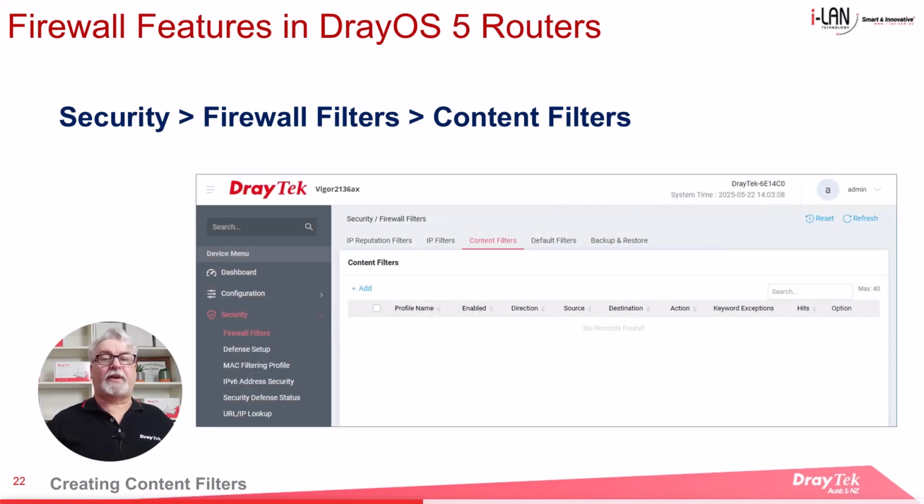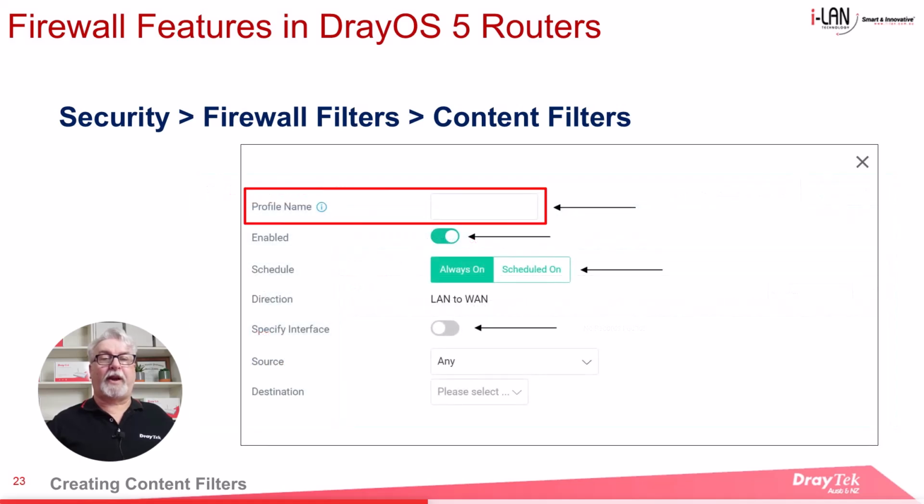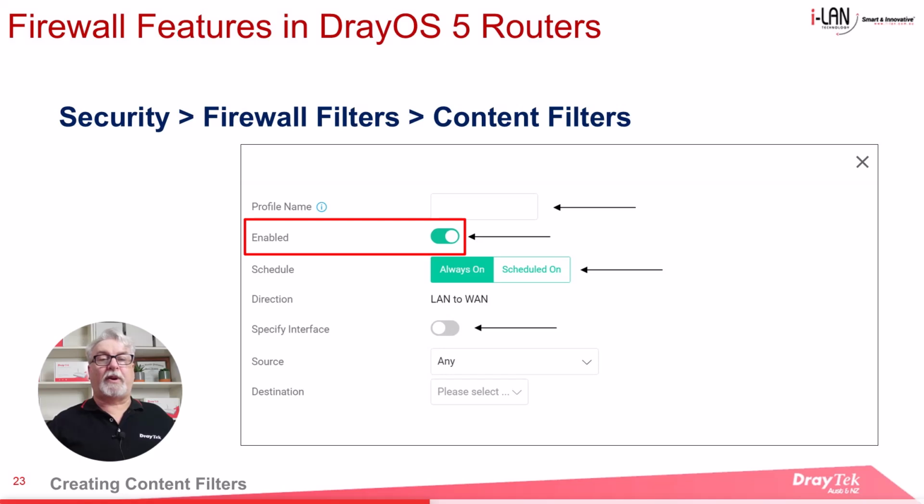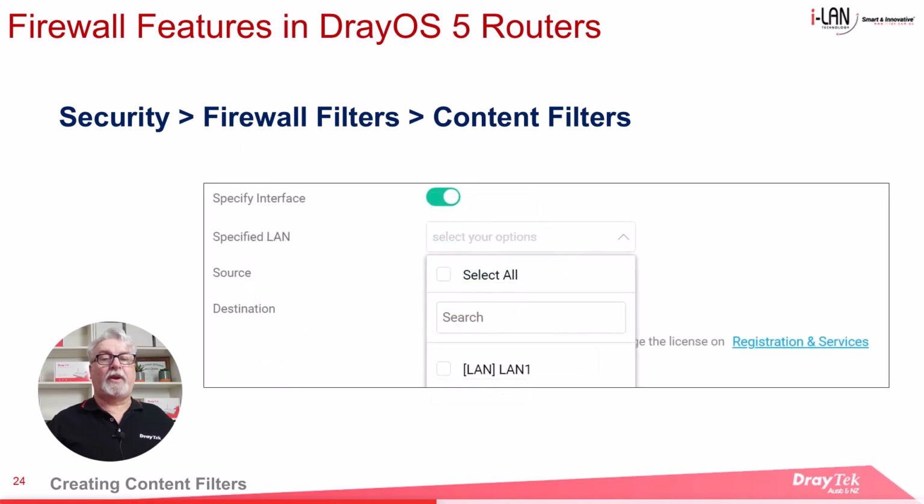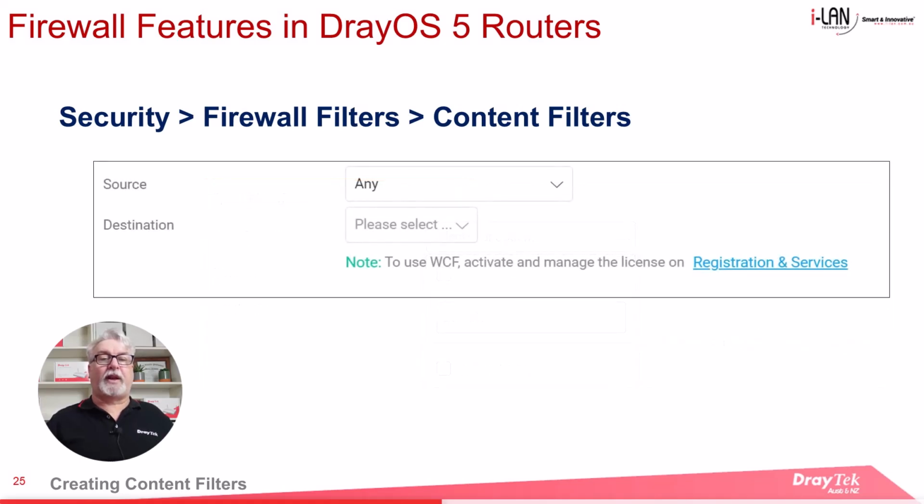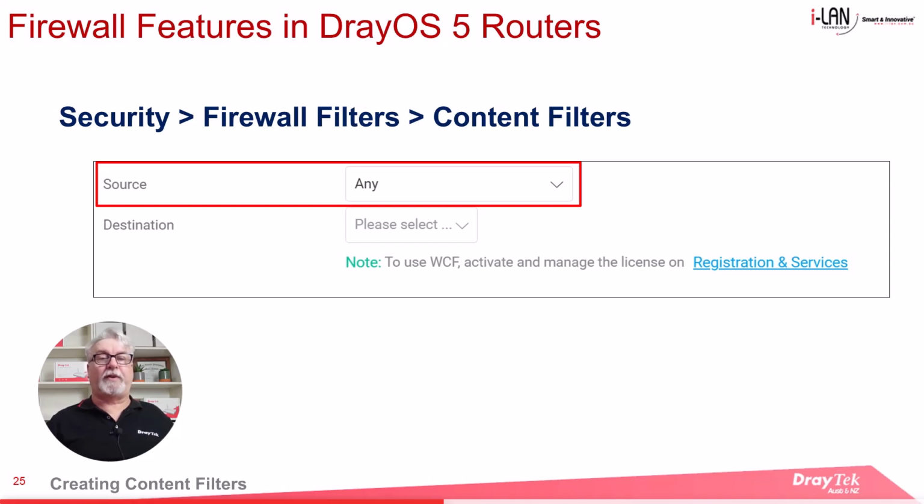To create a content filter, go to Security, Firewall Filters, Content Filters, and click on +Add. First, give the profile a name and ensure it's enabled. Just like the IP filter, it can be set as always on or scheduled for a specific time. The direction will always be LAN to WAN for content filtering. You can also specify the LAN interface so that the filter only applies to a certain LAN. Next, you need to select which source IP address will be applying the content filters. These can be an IPv4 address or subnet, or an IPv6 address or subnet.